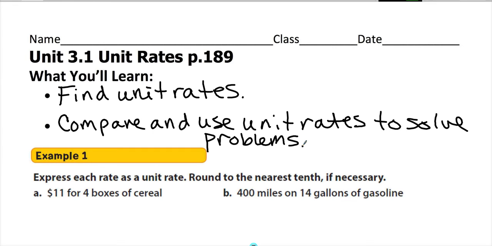All right, so let's take a look at the first one. Letter A says $11 for 4 boxes of cereal. Well, again, we're finding a unit rate. The word unit means one of them. So we need to find the cost for just 1 box of cereal. So what we're going to do is simply divide. So we're going to take 11 divided by 4. Okay, so go ahead and type that in your calculator. 11 divided by 4. And that's going to come up to 2.75.